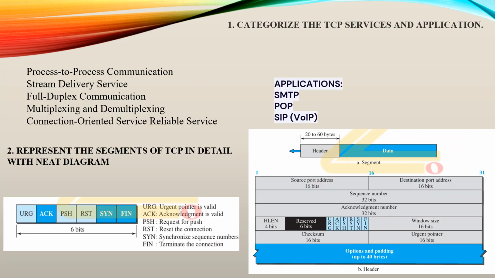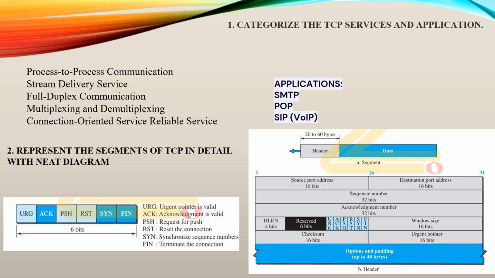First question, categorize the TCP services and applications. These are the services and this is the application: Simple Mail Transfer Protocol, POP, SIP. So these are listed and you have to explain in detail. Process to process communication, end-to-end communication. Stream delivery services, a buffer will be provided for the stream delivery services. Full duplex communication, sending and receiving data at the same time from both the ends. Multiplexing and demultiplexing, connection oriented services, so we term it as reliable services. So these are the set of services and applications provided by your TCP.